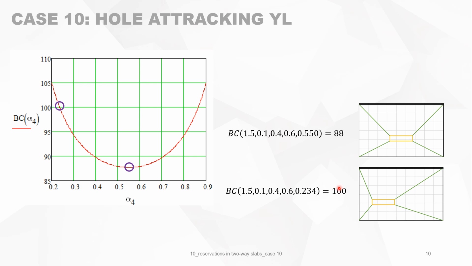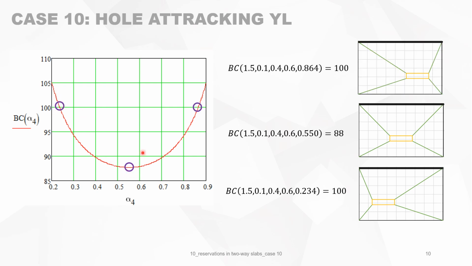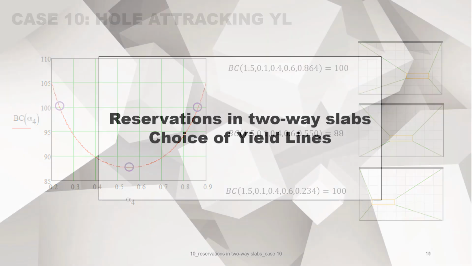You will see here we have 100%. Then the next point, we have 88%, and then we have again 100%. So this goes from 100% to 88% to 100%, which is exactly this curve. In fact, between, for instance, 0.25 and 0.85, you will lose bearing capacity, and otherwise it will stay the same.